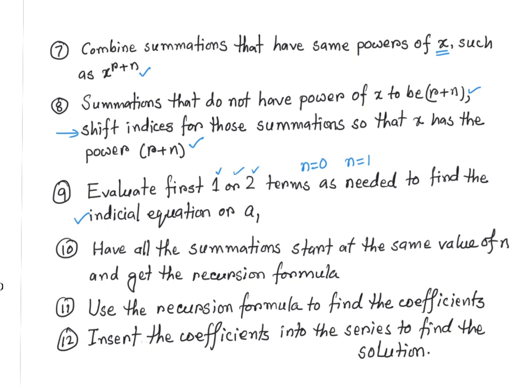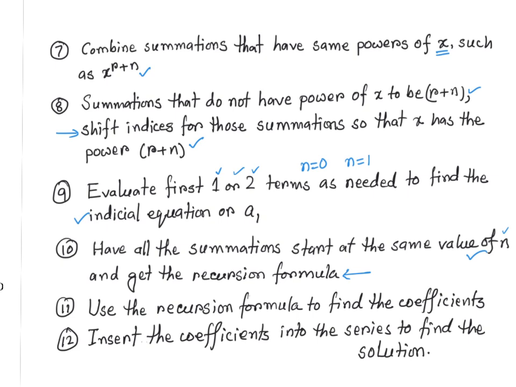Now, we have done it, so here, make sure by shifting it, we have all the summations starting at the same value n, okay? And once you have it, you're going to get a formula by comparing the coefficients on both sides. That's the formula you're going to use to find the coefficients, okay? And it's a recursion formula, which means it repeats itself.